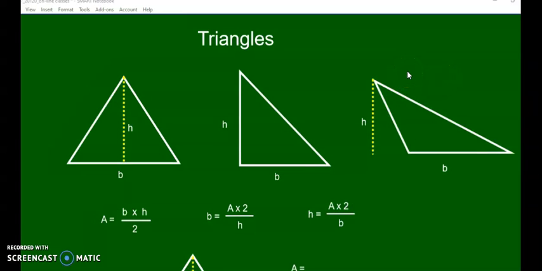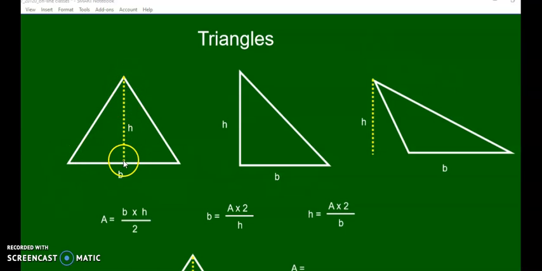Okay, in this video we're going to learn about the area of triangles. So first of all, let's remember that in a triangle you have the base and you have the height. There's three different ways you could have a height. The height could be inside the triangle. The height is always perpendicular to the base. It's always at a 90-degree angle.